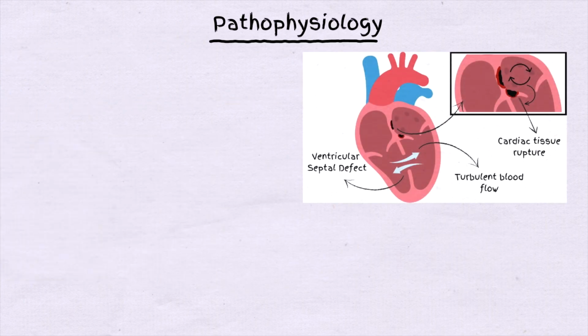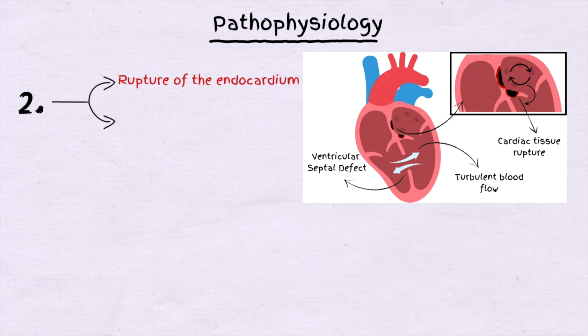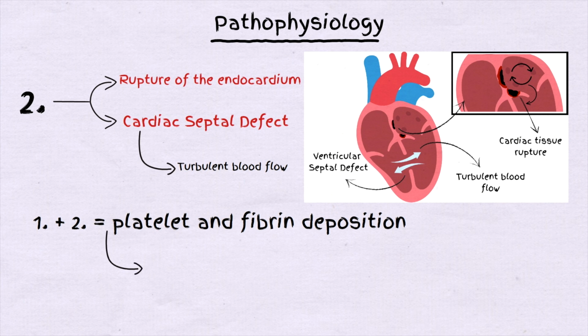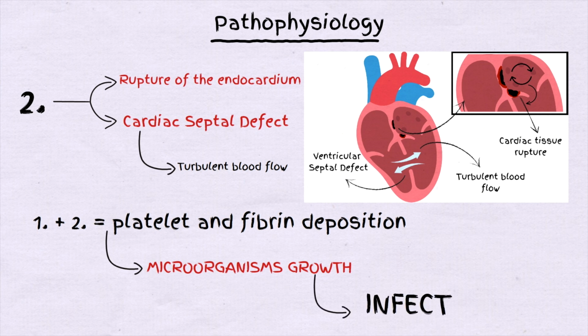The second reason why infective endocarditis occurs is because of a rupture of the endocardium or other cardiac tissue. This will make the heart vulnerable to infections. Alongside a damaged endocardium, a septal defect between 2 cardiac chambers will determine a turbulent blood flow inside the heart that eventually will have the same effect. These pathological events encourage the formation of platelet and fibrin deposits, which will help the microorganisms from the circulation to adhere, grow, and eventually determine an infection.